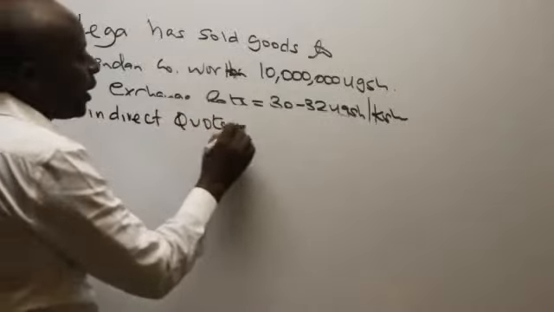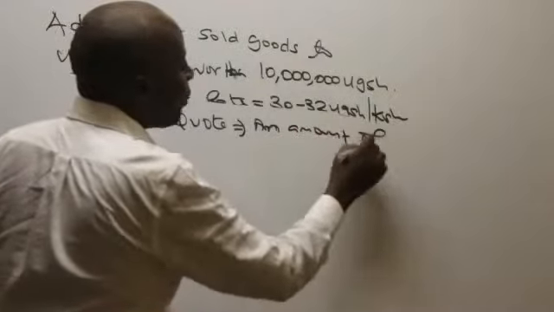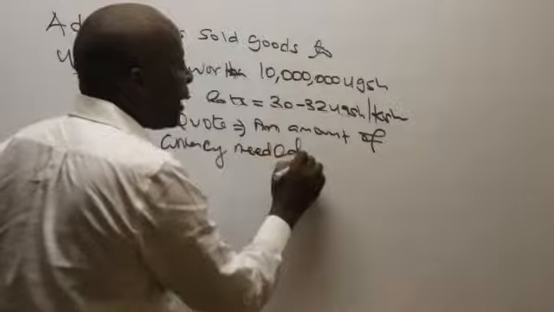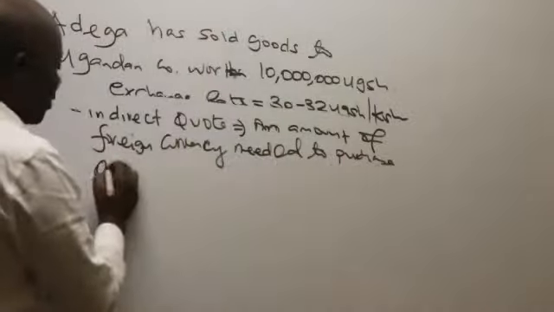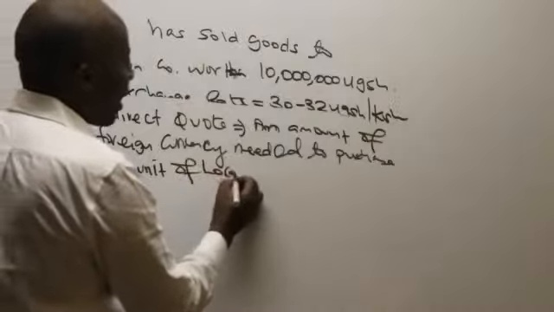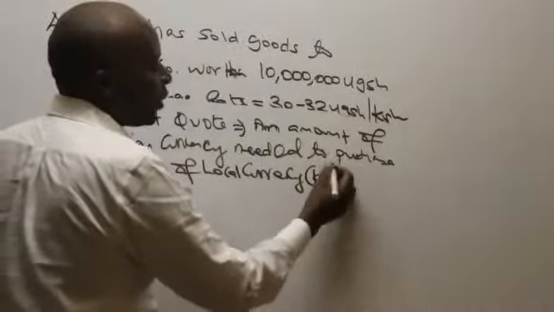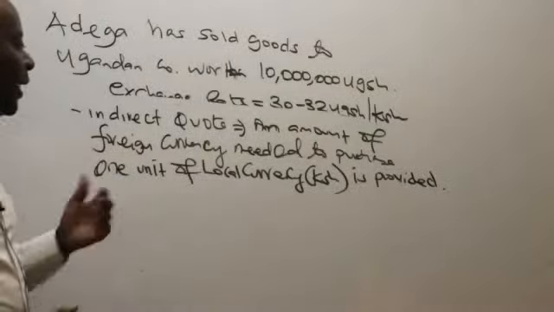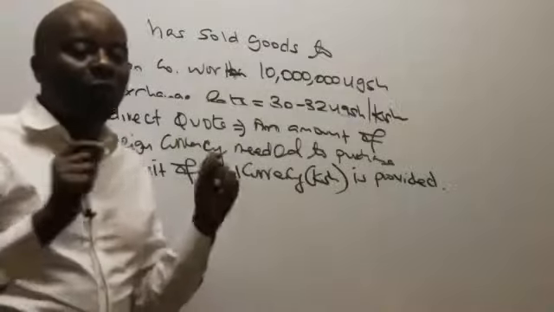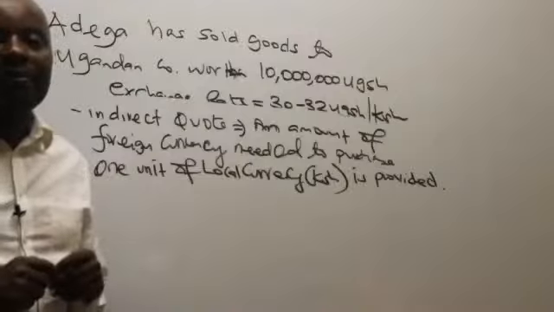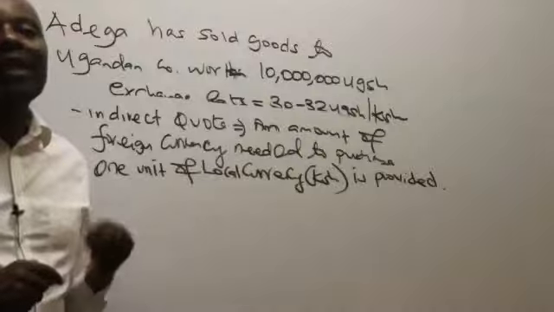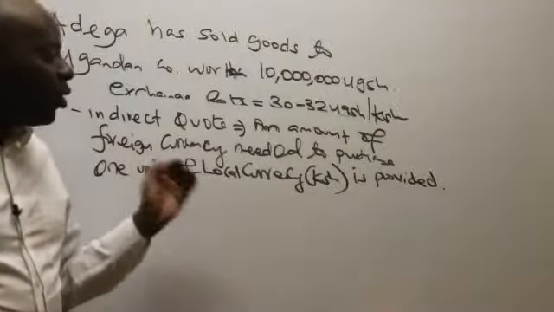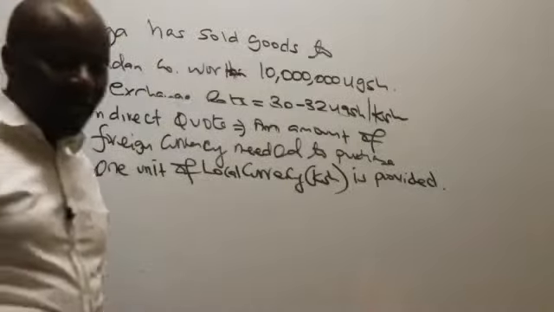So under indirect quote, an amount of foreign currency needed to purchase 1 unit of local currency is provided. Your local currency, if you are Kenyan, like the Kenya shilling. So under indirect quotes, we are given an amount of foreign currency. For example, 30 Tanzania shillings needed to procure 1 Kenya shilling. I love that.